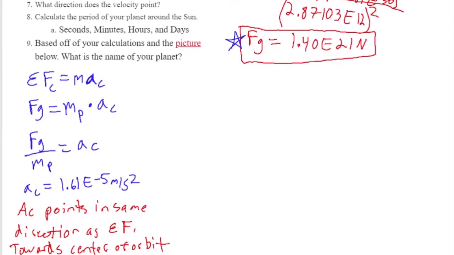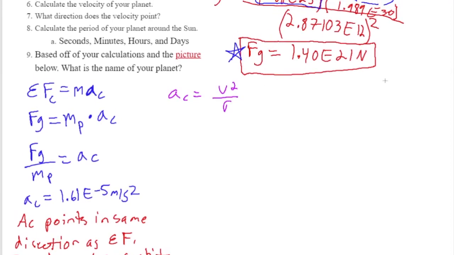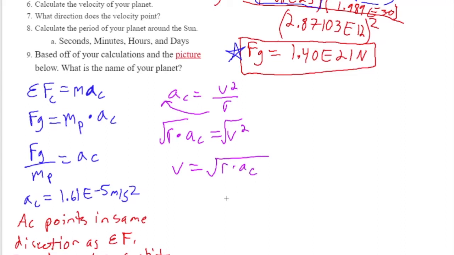So let's scroll down and let's go ahead and write that equation. a_c is equal to v squared over r. Well, it's asking us to calculate the velocity. So let's just manipulate this really quick to solve for velocity. Go ahead and multiply this r over here. We end up with r times centripetal acceleration is equal to v squared, square root both sides, and we find out that v is equal to the square root of r times centripetal acceleration.